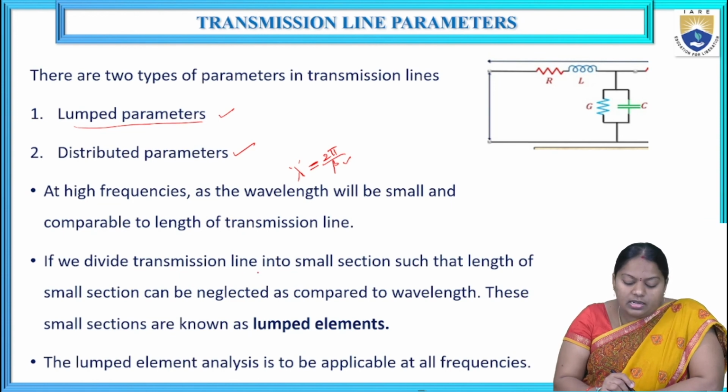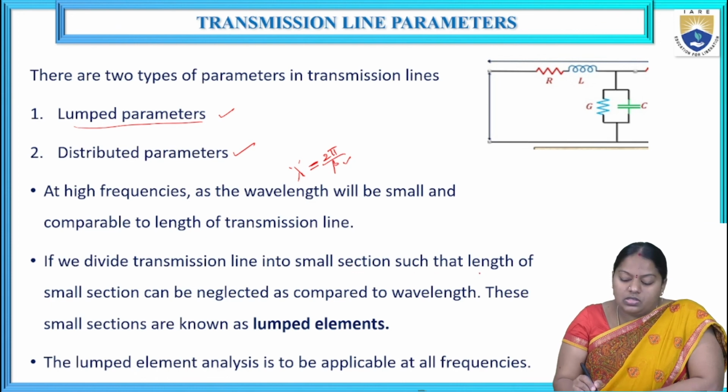If we divide the total transmission line into small sections, for example, if the length of the transmission line is 1 kilometer, then for each 100 meters we will divide the total into subsections. Each subsection of 100 meters will have one lumped section, and the next 100 meters will have another lumped section. Like that, the line is divided into small sections such that the length of the small section can be neglected as compared to the wavelength. Each small section is called a lumped element.